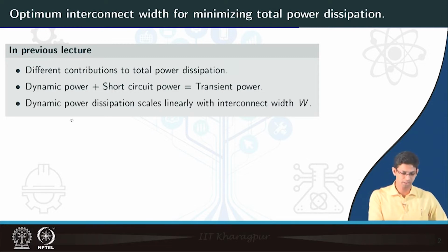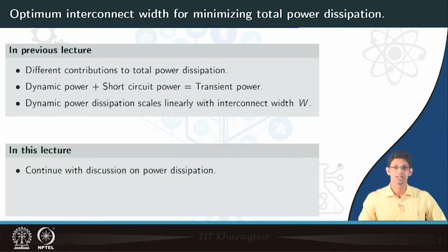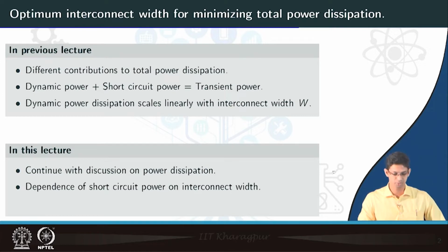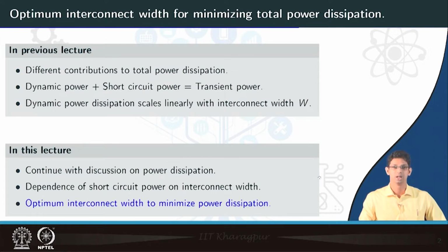We discussed in detail about dynamic power dissipation, and we saw that dynamic power dissipation would scale linearly with interconnect width. In this lecture, we will continue with our discussion on power dissipation. More specifically, we will look at the dependence of short circuit power on interconnect width, and we will see how there is an optimum interconnect width which minimizes the total power dissipation.